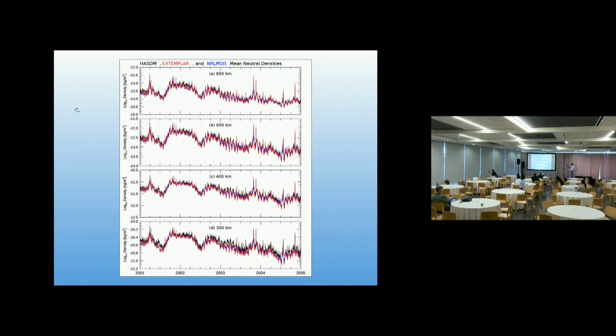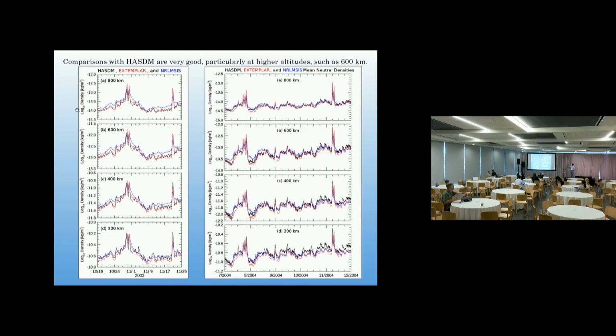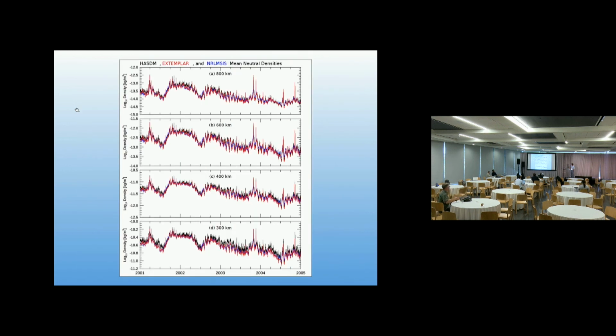One artifact, I think, is in the next slide. Log density. Okay, so these are two different periods, one on the left and one on the right. And then the next slide is essentially a comparison over the last solar cycle. You can see on the X scale, it's 2001 to 2005, so multiple years, at least not the full solar cycle. And again, we see that EXTEMPLAR and HASDM are much closer to each other than MSIS.